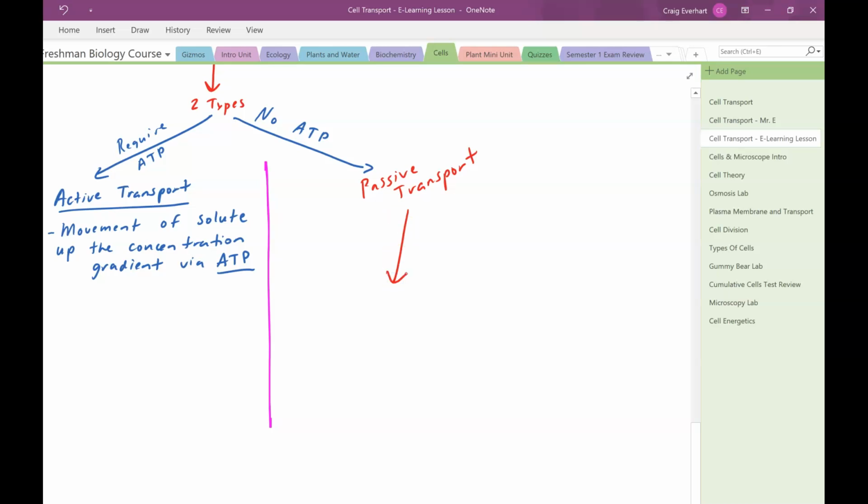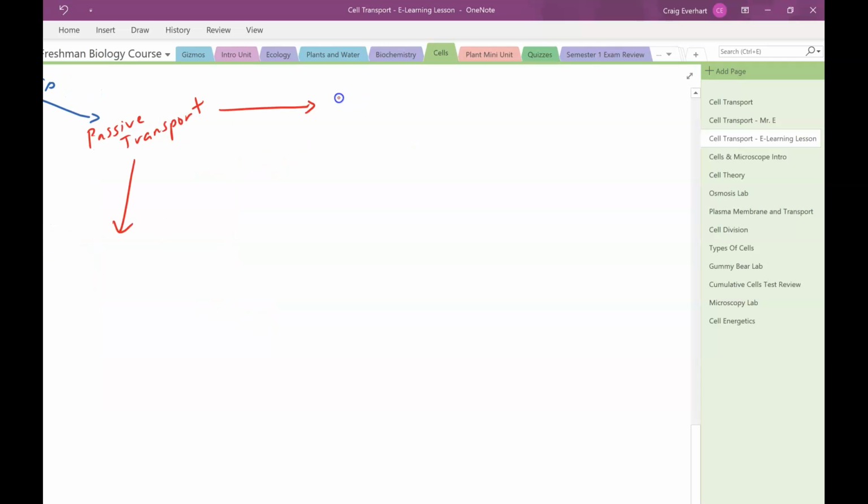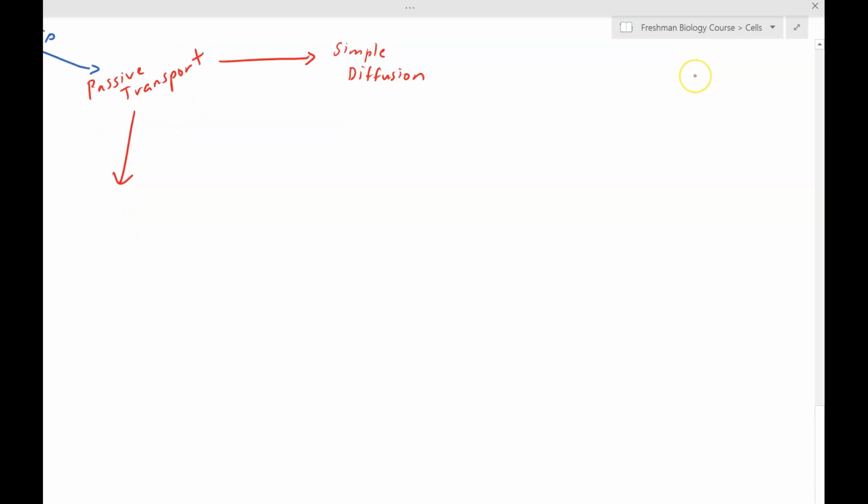There's going to be two types of passive transport that we're going to look at. The first one is simple diffusion. We saw that in the video. We saw an example of molecules or a solute. In that case, it was sugar. Move from an area of high concentration to low concentration.